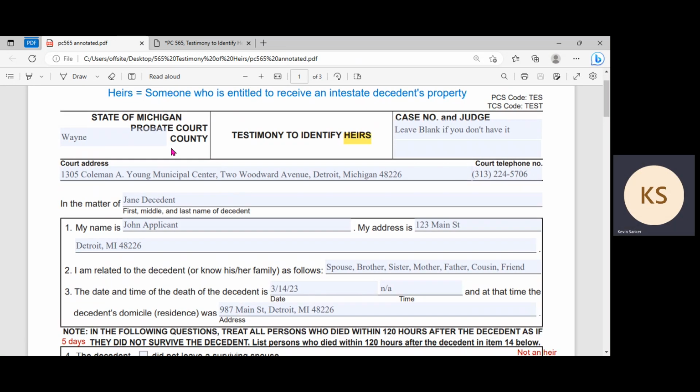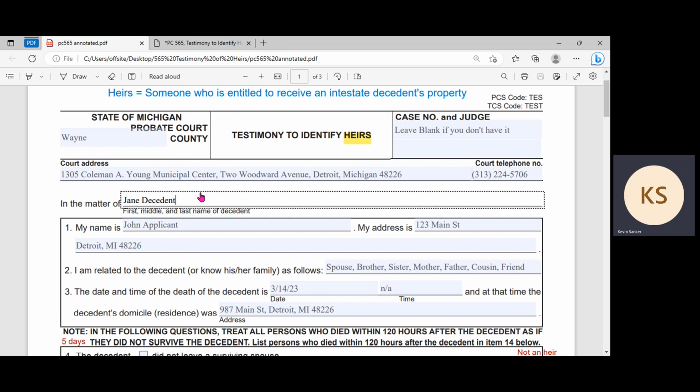So let's start filling it out. In the upper left, Wayne County, you'll type in Wayne. On the right, you'll leave the case number and judge blank if you're filling this out as part of an application or a petition. But if you have the information, then fill it in. Put the court address and telephone number, which is on the website.